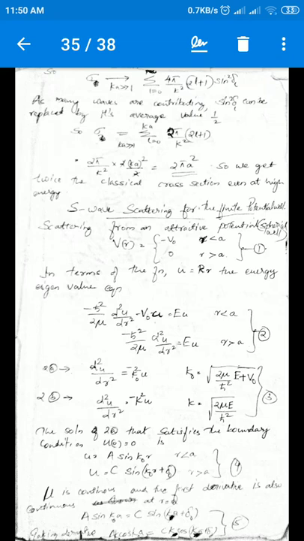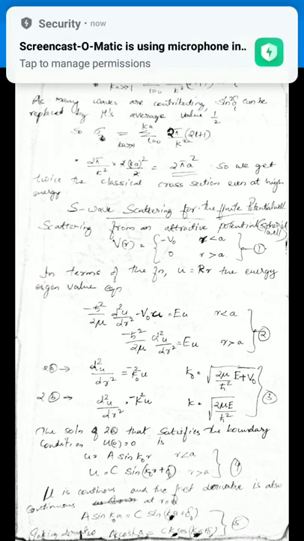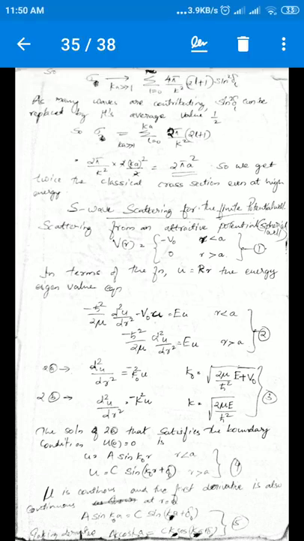So in the S-wave scattering, we have written the two differential equations: d²u/dr² = -k0² u and d²u/dr² = -k² u, where k0 is √(2μE/ħ² + V0) and k is √(2μE/ħ²). The first one, with k0, is in the region r less than a, and k is in the region r greater than a. Now we just take the solution.